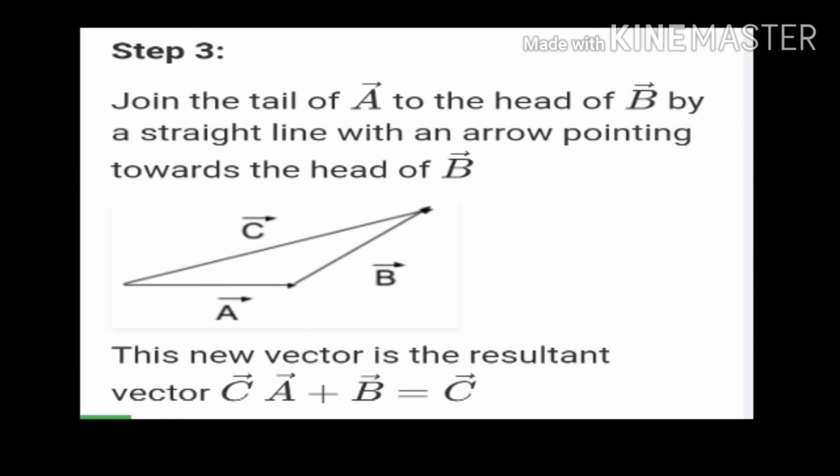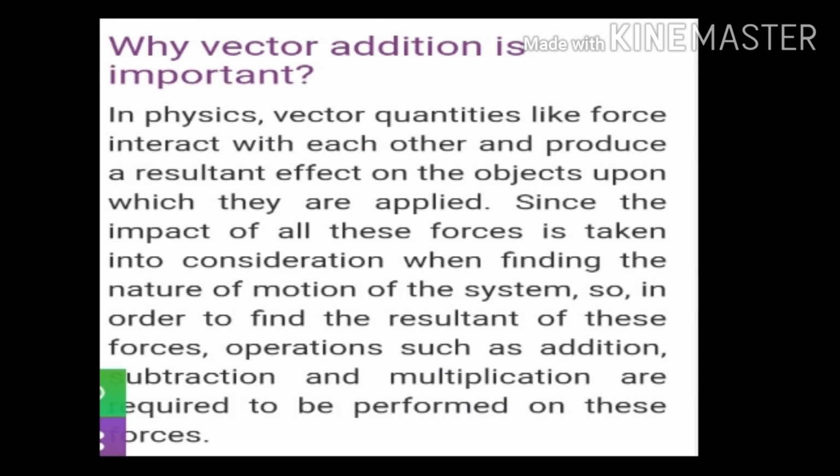Now move towards a question which is most important, and the question is, why is vector addition important? So the answer is, in physics, vector quantities like force interact with each other and produce a resultant effect on the objects upon which they are applied. The impact of all these forces is taken into consideration when finding the nature of motion of the system. So in order to find the resultant of these forces, operations such as addition, subtraction and multiplication are required to be performed on these forces.